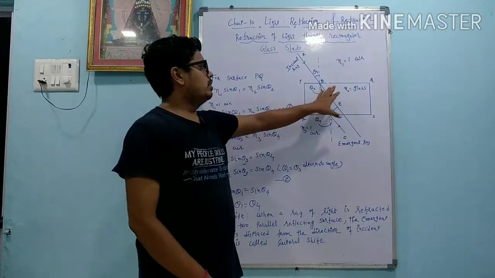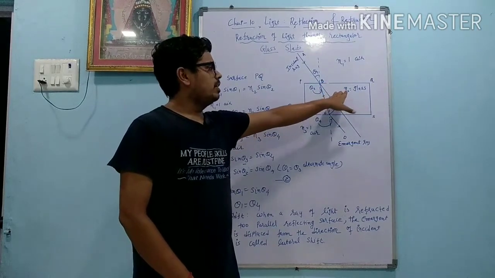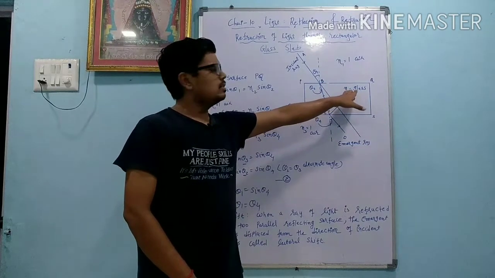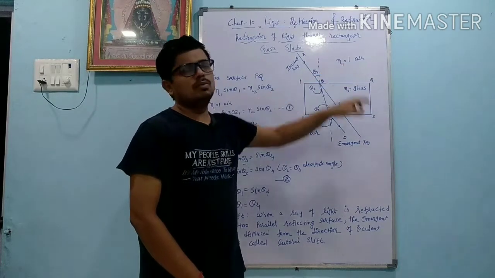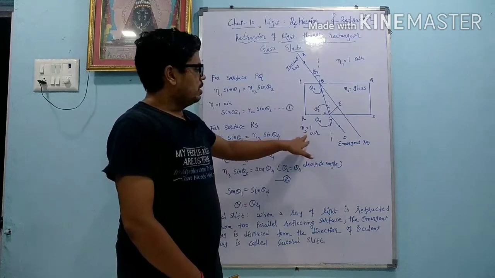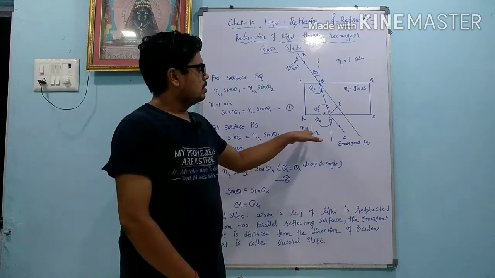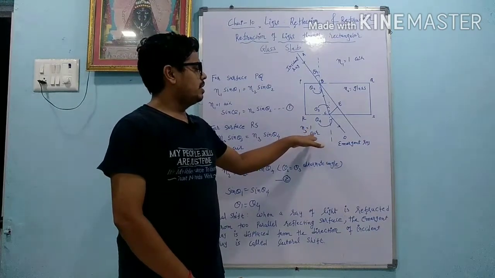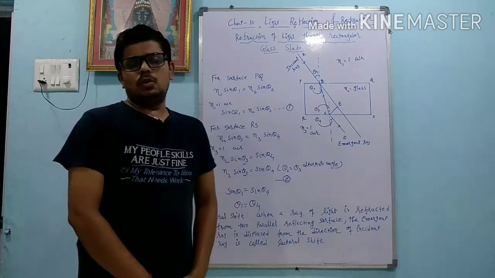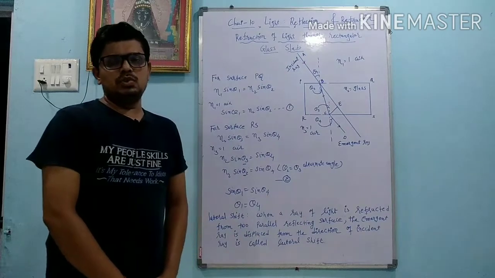First we will consider a rectangular glass slab. Its refractive index is eta 2, that is glass, and the refractive index of air is eta 1 equals 1. Here emergent rays are there, so the refractive index of medium 3, eta 3, equals 1, that is air. At last we will prove theta 1 equals theta 4.